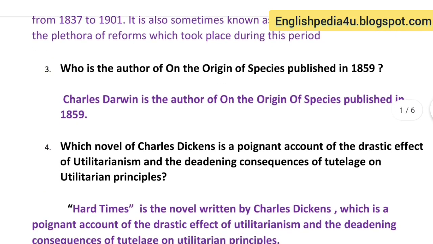Question number 3. Who is the author of On the Origin of Species, published in 1859? Charles Darwin is the author of On the Origin of Species, published in 1859.